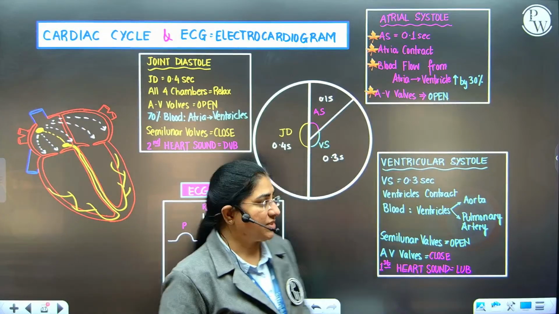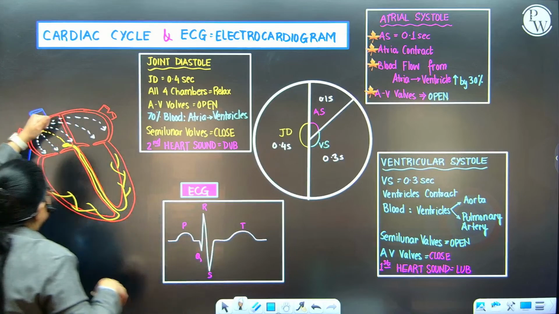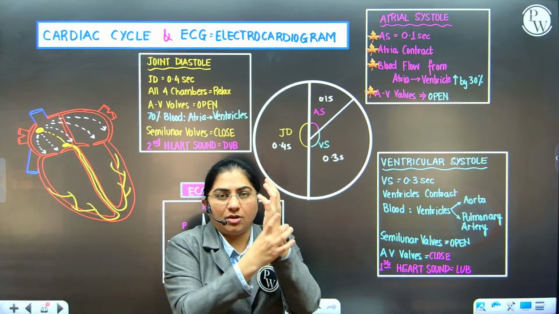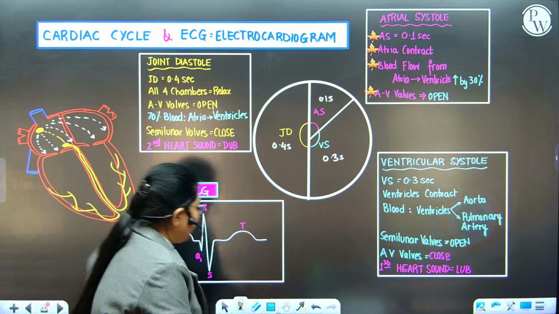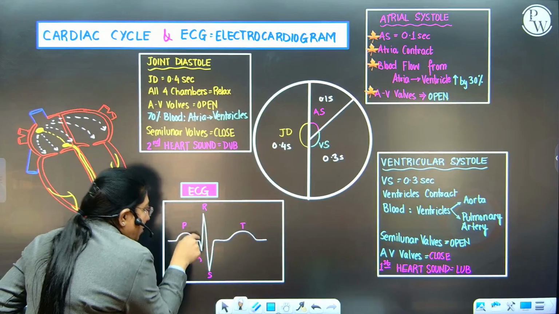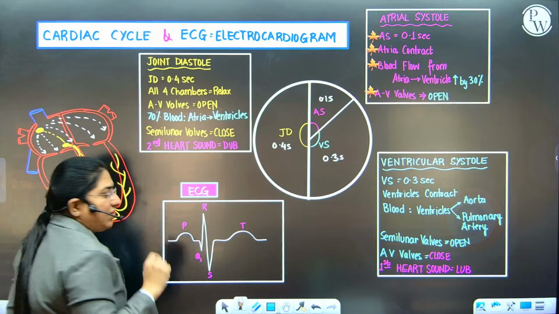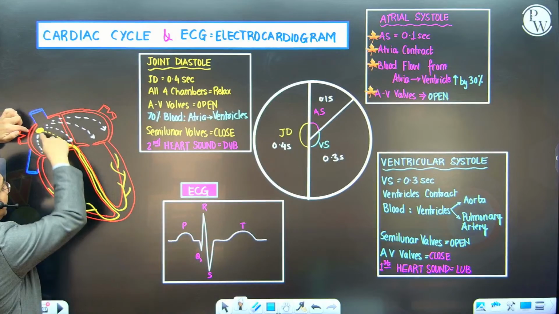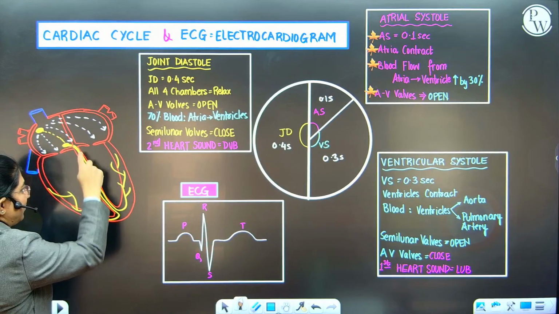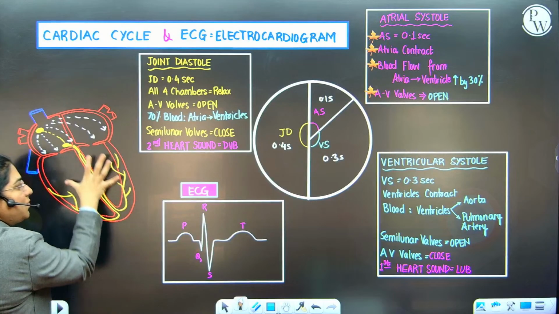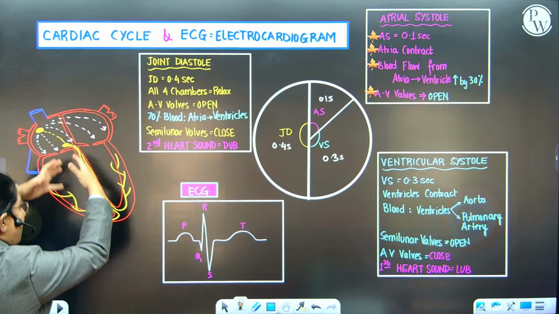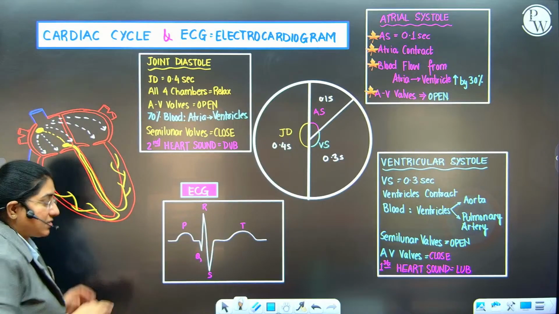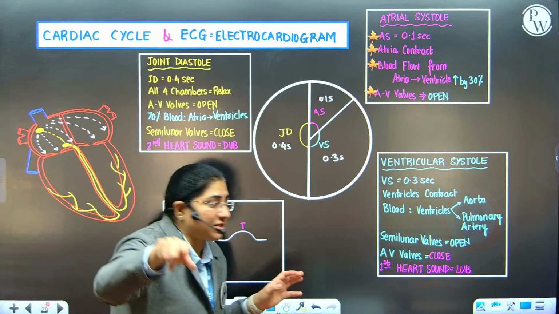Remember, important MCQ. After 0.1 second, if you are placing leads on the chest wall and on the wrist and the ankle, we will see on the ECG a positive deflection called the P wave, indicating atrial systole. Now by then, the impulse has gone to the AV node, from there to the AV bundle, to the right and left bundle branches and to the Purkinje fibers, carrying the impulse to both the ventricles, bringing about depolarization of the ventricles. Again, depolarization means ventricular systole.